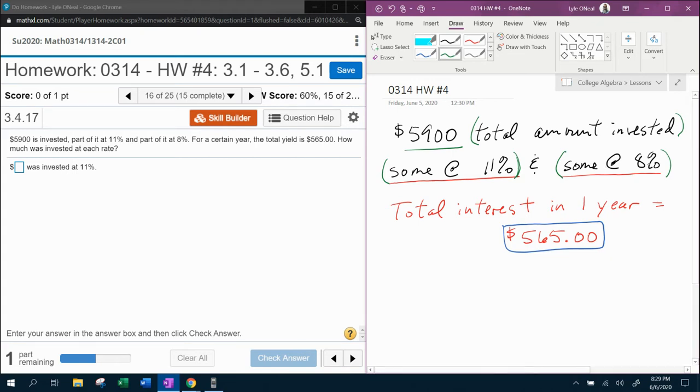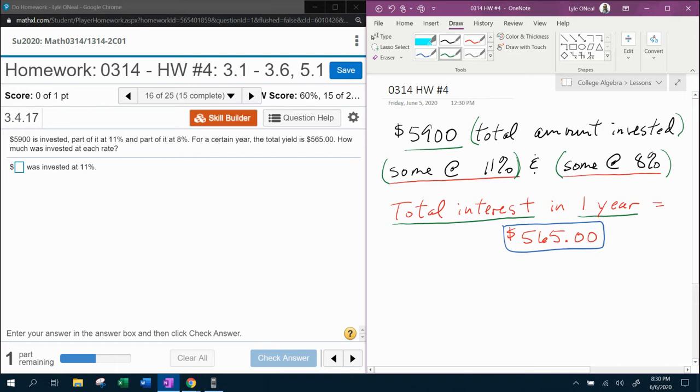Now, when it says the total yield, that means the total interest, and then it says for a certain year, that means in 1 year. The total interest that these accounts earn in 1 year is $565.